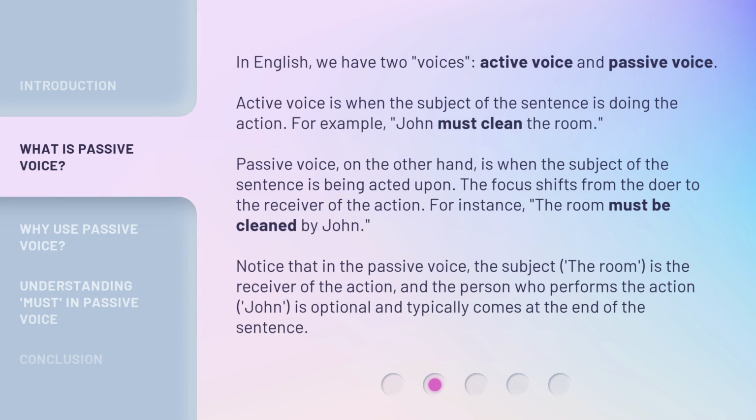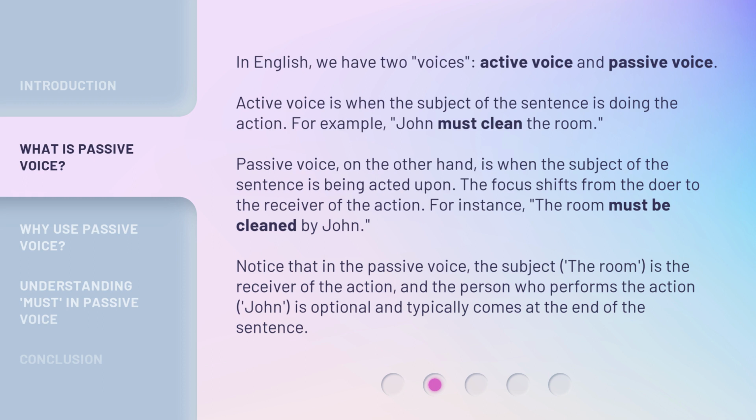In English, we have two voices, active voice and passive voice. Active voice is when the subject of the sentence is doing the action. For example, John must clean the room. Passive voice, on the other hand, is when the subject of the sentence is being acted upon. The focus shifts from the doer to the receiver of the action. For instance, the room must be cleaned by John.